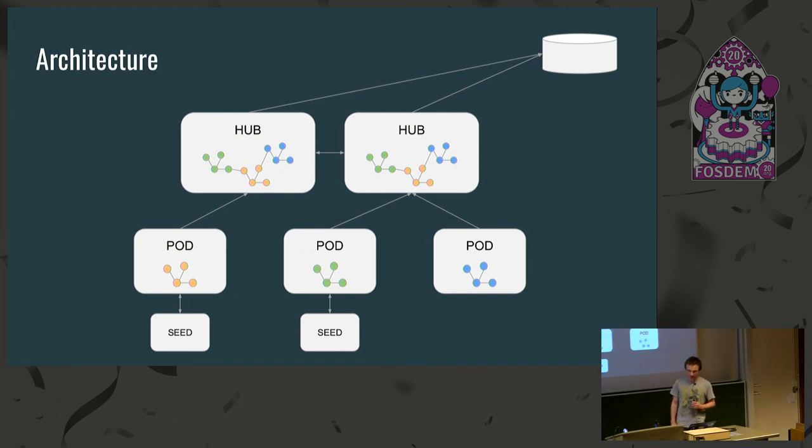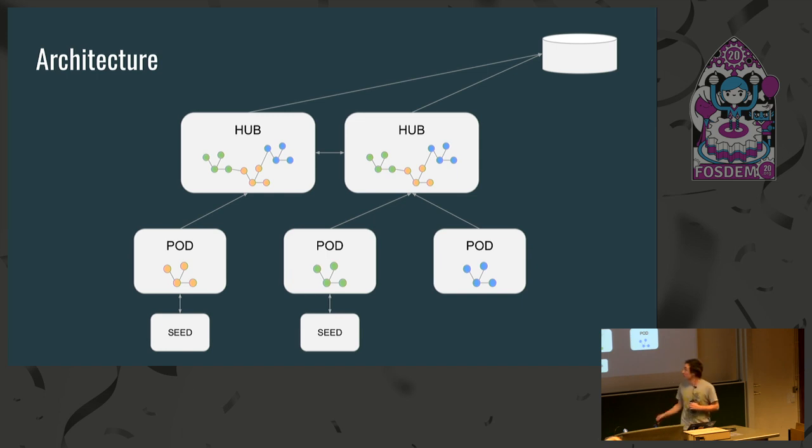So that's the architecture of Graffiti. The first component is the pod. The pod is a small agent. It has just a local graph, just part of the graph. That's where you create the nodes. In the case of Skydive, the pods are running on the machines of the infrastructure, and the graph is populated on the pod. Then the pod forwards its graph to another component, which is the hub, and the hub has the whole graph. It resides in memory, but it's also persistent, so you can also have a database behind it.